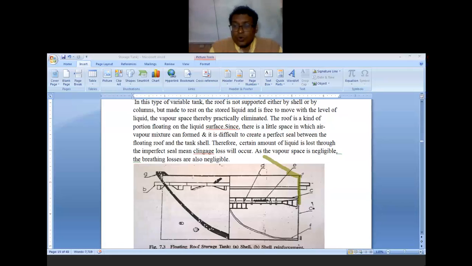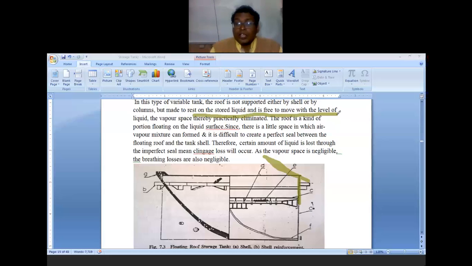This is actually the shell. So in a conical roof, you get this support on the shell, resting over the shell. However, this is a floating roof, the roof that floats on the liquid itself. The roof is not supported either by the shell or by the columns, but is meant to rest on the stored liquid, and is free to move with the level of the liquid.